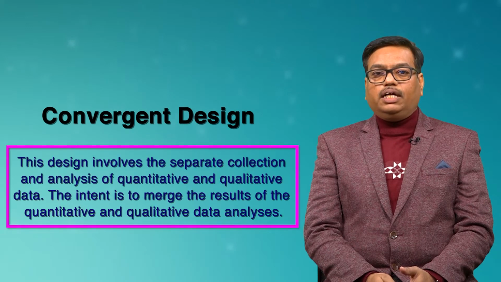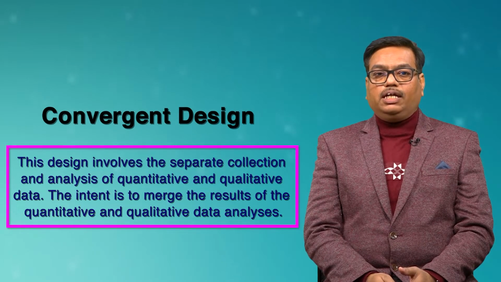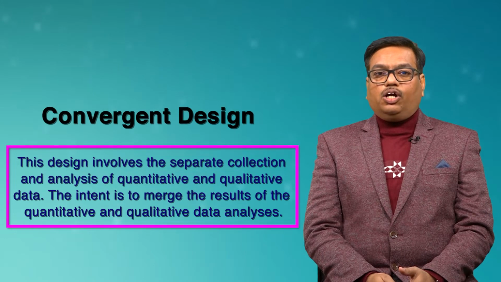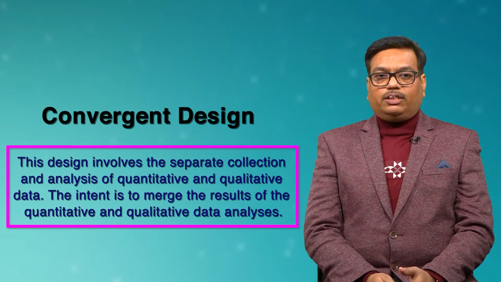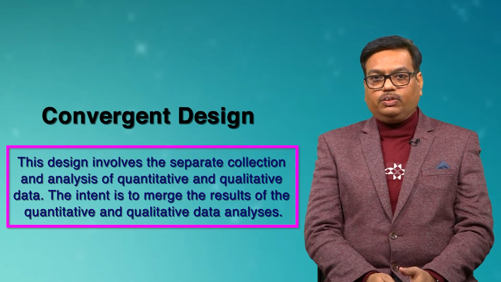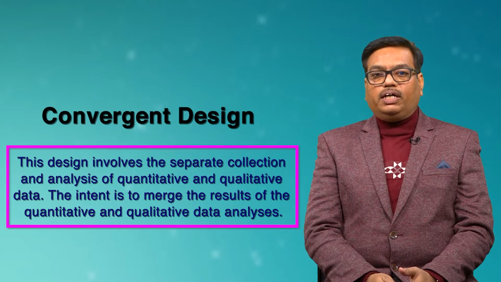So, the first design is called convergent design. This design involves the separate collection and analysis of quantitative and qualitative data, and the intent is to merge the results of the quantitative and qualitative data analysis. Here you collect quantitative data, you collect qualitative data, you get results based on the quantitative data, you get results based on qualitative data, and then you merge the results of the quantitative and qualitative data to come up with conclusions or your results. This is usually named convergent design.